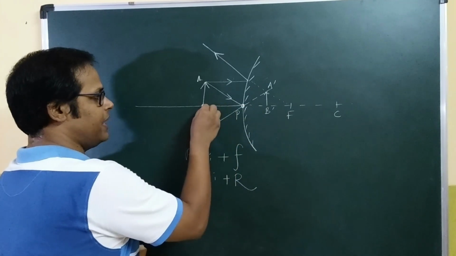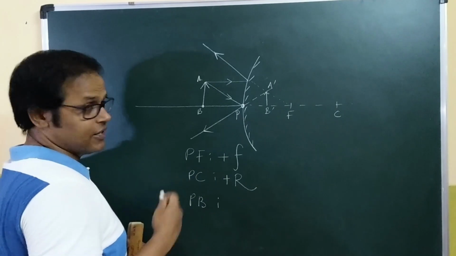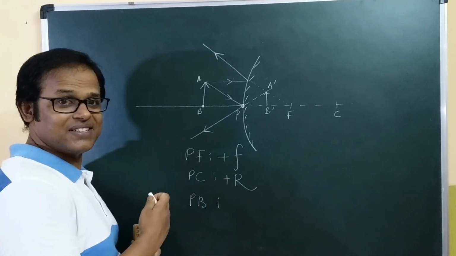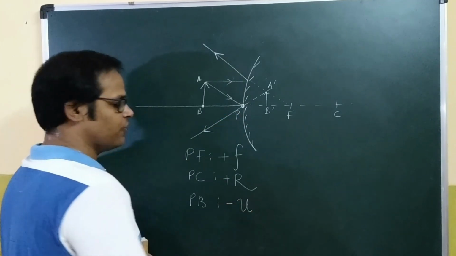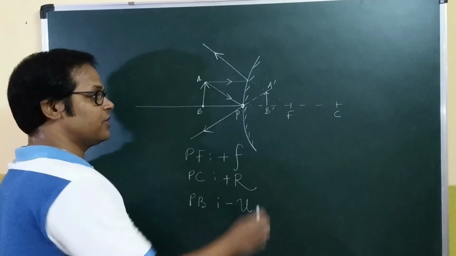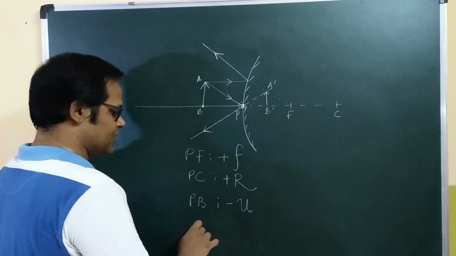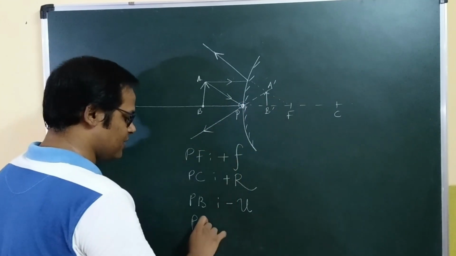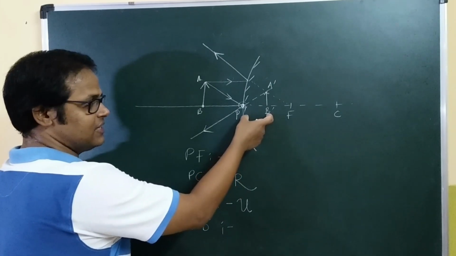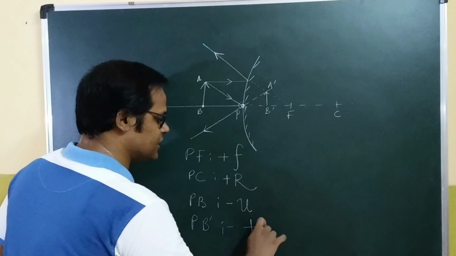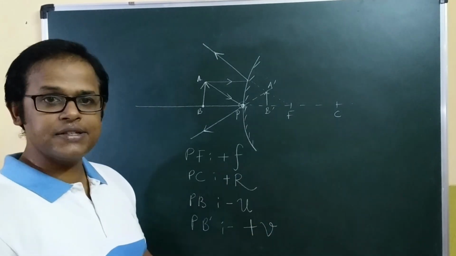From P now to the base of the object, very interesting, the object is on the left hand side as always because the mirror is facing towards the left hand side. So this distance PB will be taken as minus u because the distance is measured from the pole to the left hand side. If you are measuring any distance from the pole to the right hand side of the mirror, that is PB dash in this case, the image distance, this distance would be positive v. Am I clear, my dear? This will be plus v in that case.